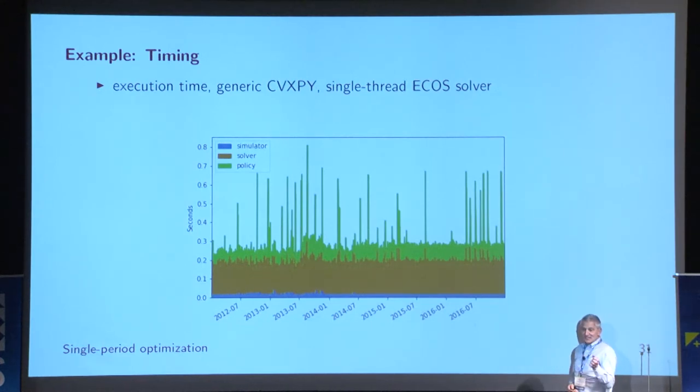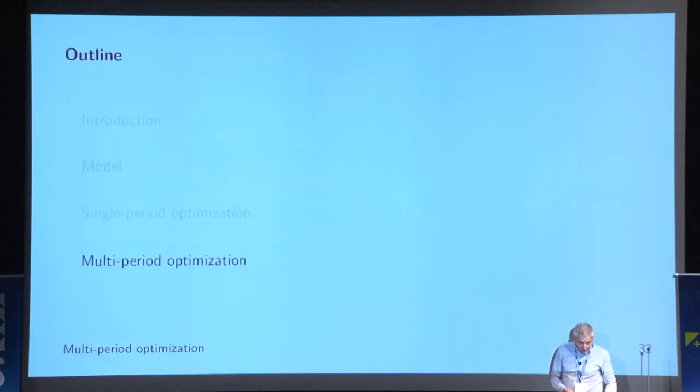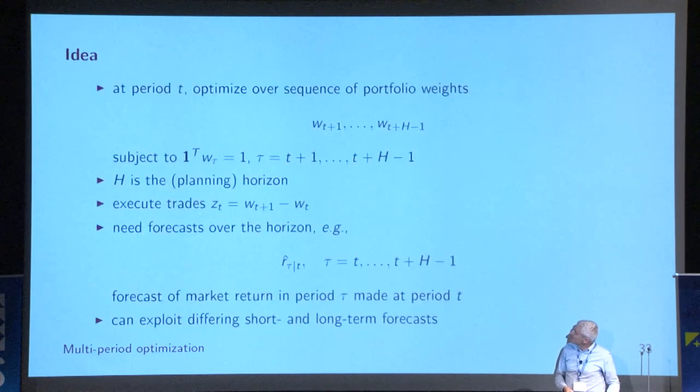So it's interesting: in some fields, the critical runtime constraint is when you actually field it, and in other cases it's when you simulate it. And this is a case when you simulate it. So, okay, I'll talk about multi-period optimization.